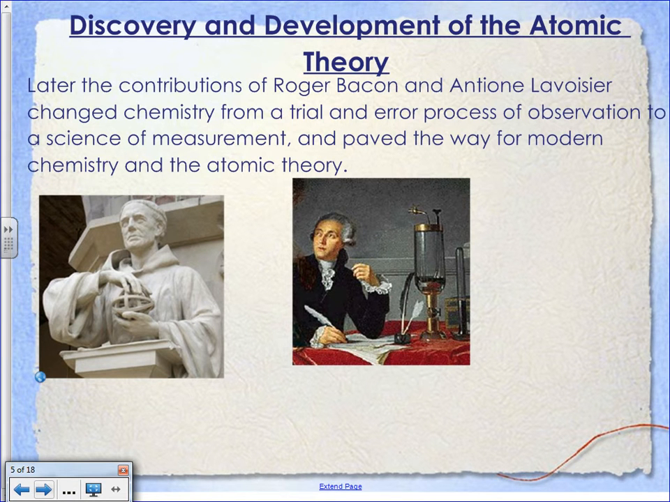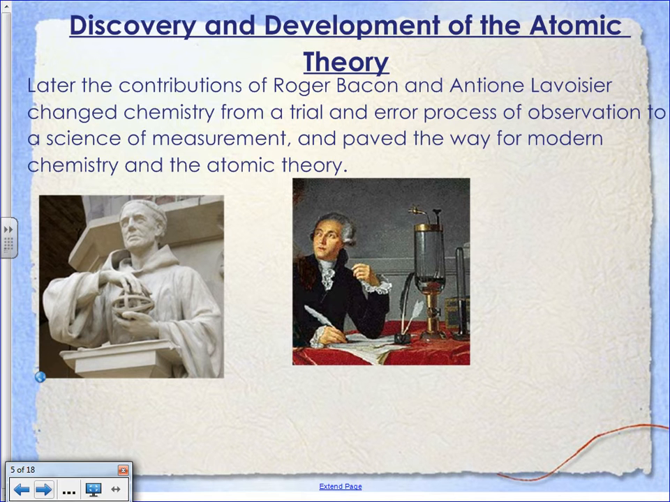All right, so after alchemy, kind of the Dark Ages, Roger Bacon and Antoine Lavoisier essentially came up with the scientific method. The scientific method is the thing that you see and use every time you do a lab. You've got a problem or a question that you're investigating. You have a hypothesis. You come up with a procedure and the required materials. You do analysis of the data. You draw a conclusion. That was their idea, to make science more scientific as opposed to trial and error, because that's what alchemy was.